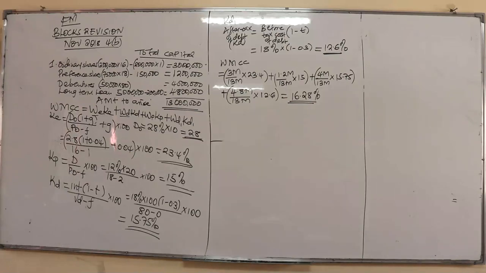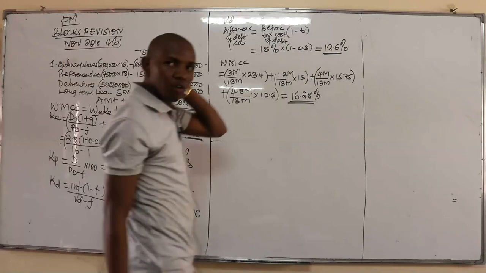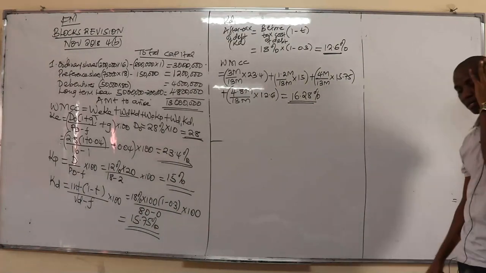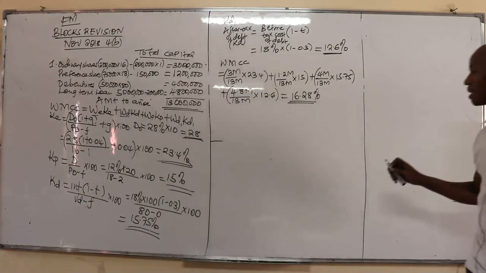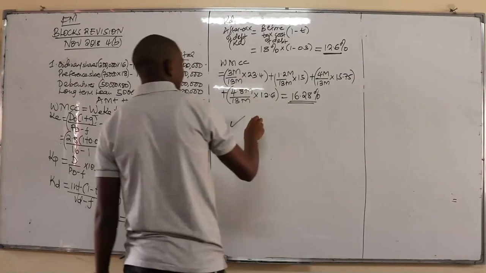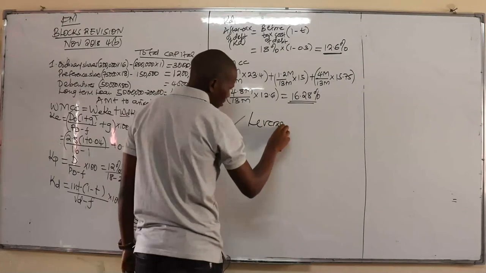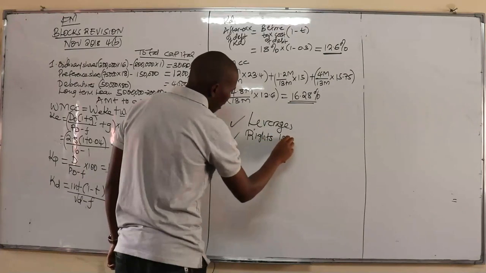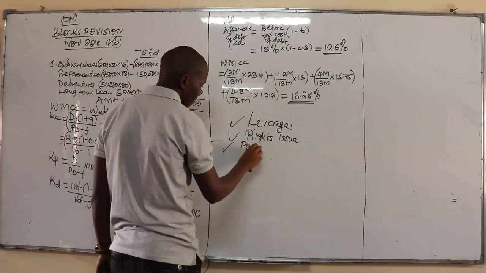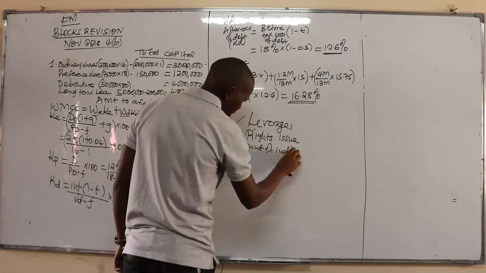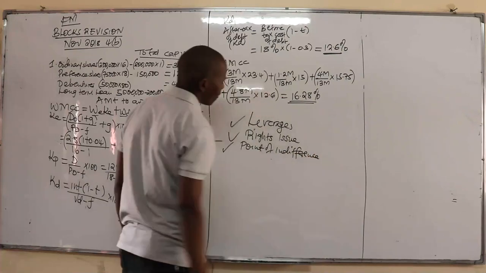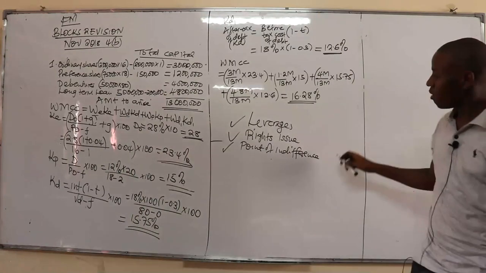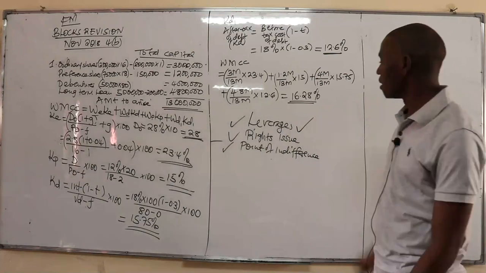So that is on the cost of capital. Now, still on the cost of capital, we also have what we call the special topics in financing. The special topics in financing here will have the leverages, the rights issues, and the point of indifference. The rights issues and point of indifference were asked in the previous exam. What was not asked was the leverages.